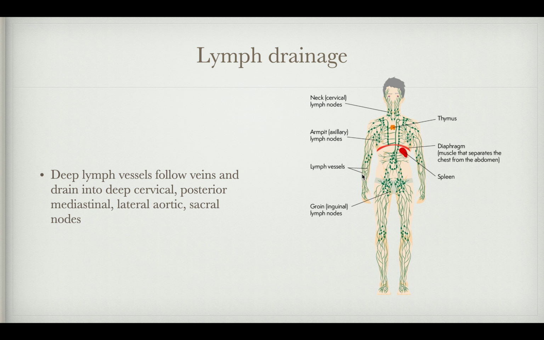Lymph drainage. So the deep lymph vessels will follow the veins and drain into the deep cervical, posterior, mediastinal, lateral aortic, and sacral nodes. The ones we need to know are the deep cervical, the lateral aortic, and the sacral.